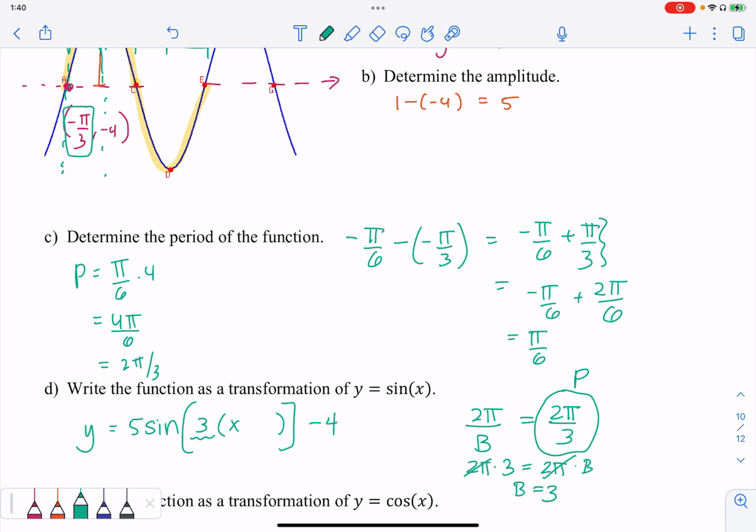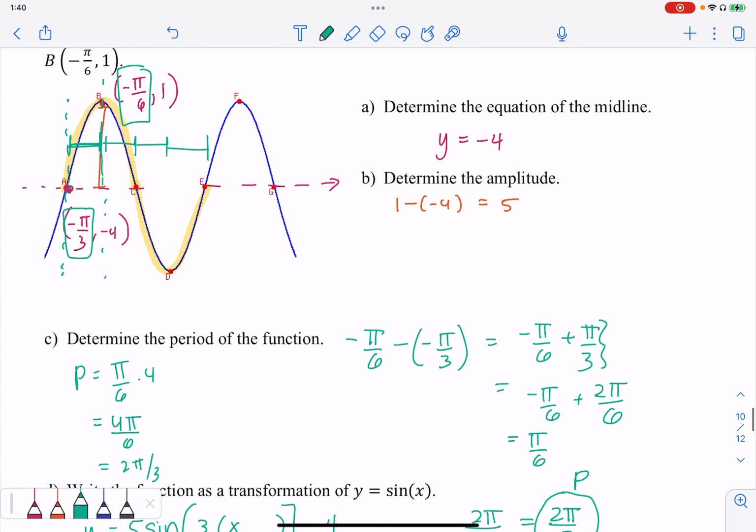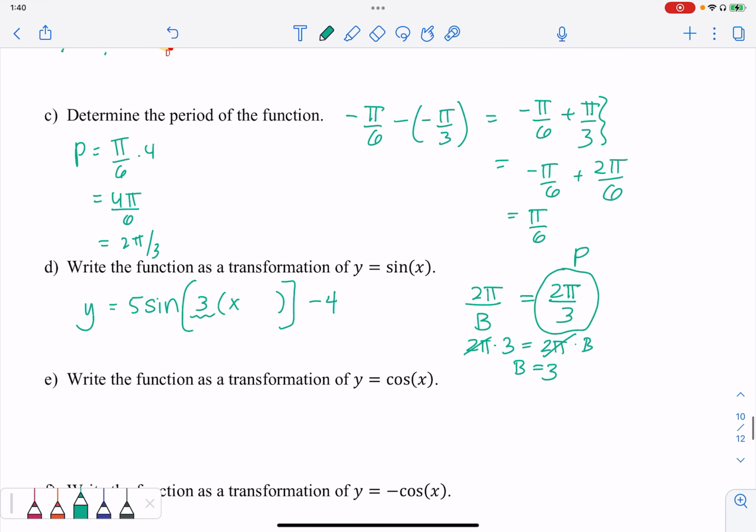Okay, now in this form, I want to think, how is this thing shifted? Well, where does sine normally start? Well, we like to think of it starting at x equals 0, right? That's where we usually draw our first cycle.